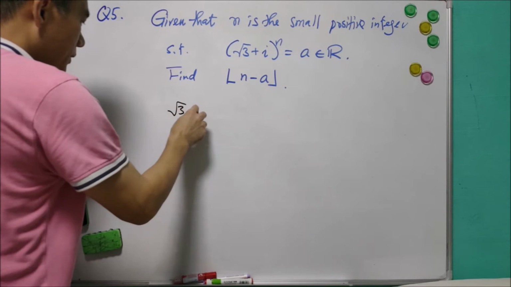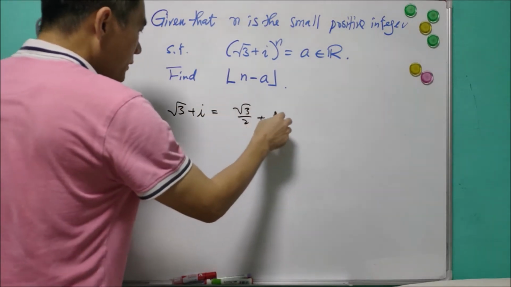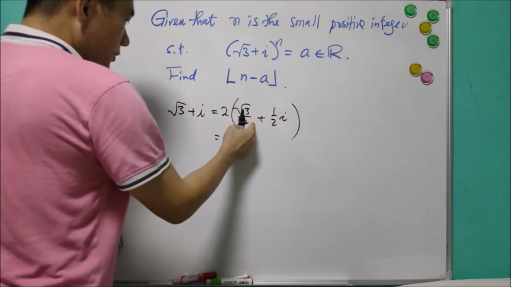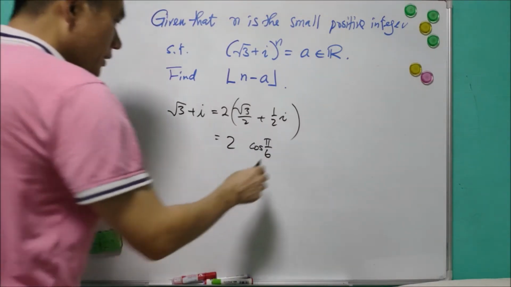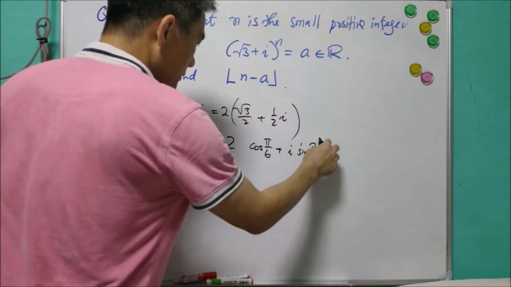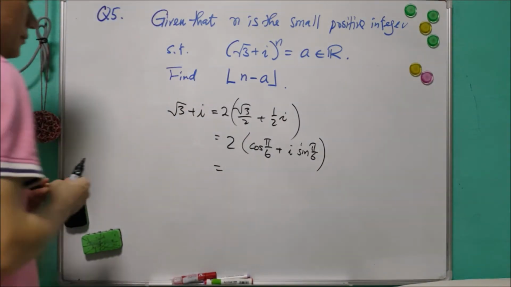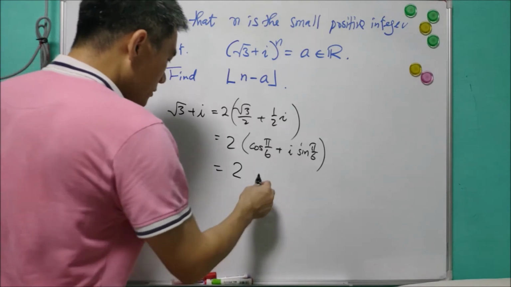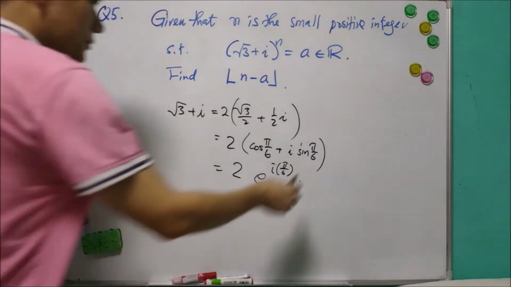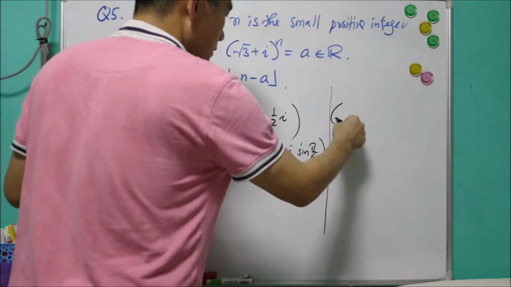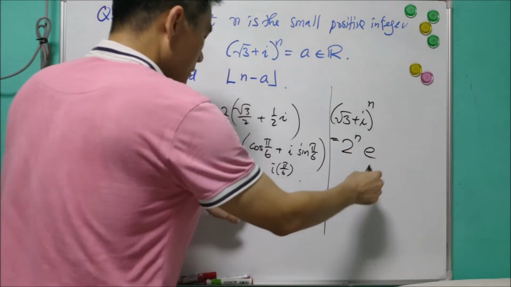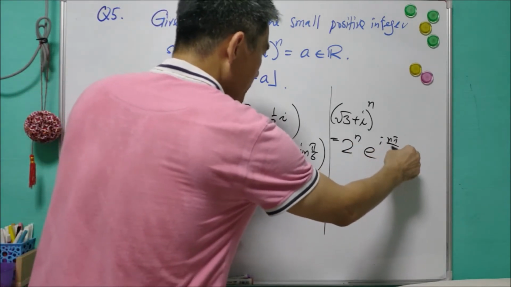Note that √3 + i can be written as (√3/2 + (1/2)i) times 2. And √3/2 is equal to cos(π/6), and 1/2 is equal to sin(π/6). From the Euler formula, this can be written as e^(iπ/6). Then (√3 + i)^n is equal to 2^n e^(inπ/6).